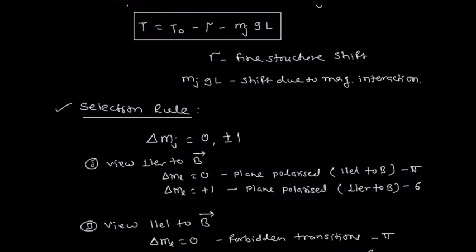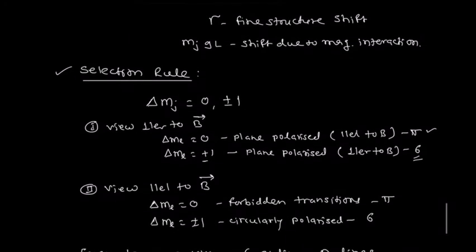Hence, firstly say if view is perpendicular to magnetic field and delta ML equal to 0, then the resulting spectral line gets plane polarized and its vibrations are parallel to B. That component is pi component. And if delta ML is plus 1 or minus 1, then again resulting vibrations are plane polarized and that component is sigma component.